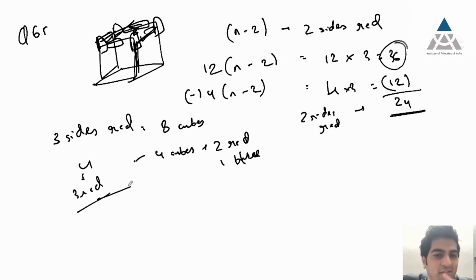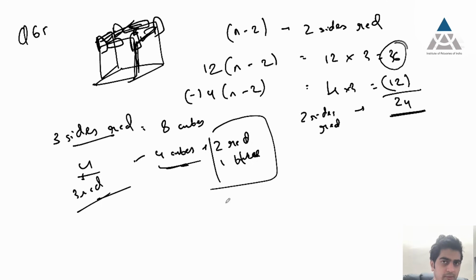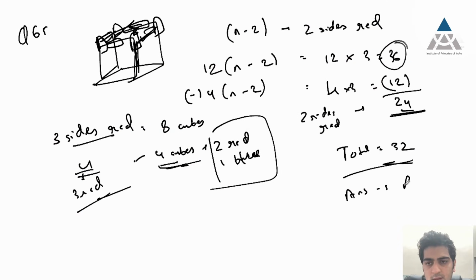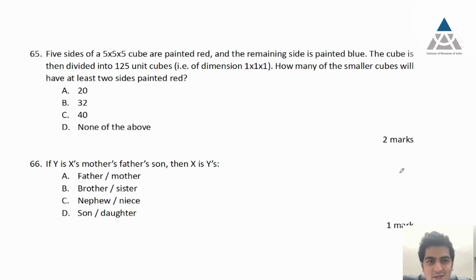Now don't get confused. We have to count all 8 of them in our case, correct? Because we are told we should have the number of cubes which have at least two sides painted red. Agreed, these 4 corner cubes which should have 3 sides now only have 2 red and 1 blue. But that still means they have at least 2 sides painted red. So we'll count this 4 plus this 4 plus this 24, that is your total will be 32. And do we have 32 as an option? Yes. So your answer is option B. So that was an interesting one.